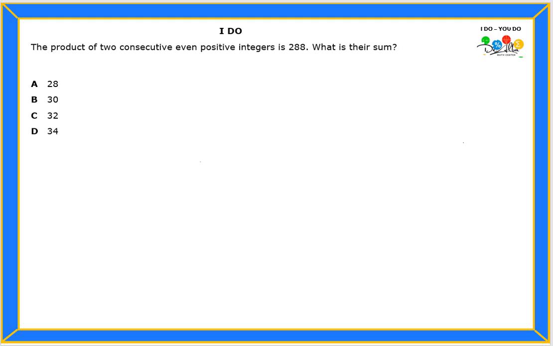And it says, the product of two consecutive even positive integers is 288. What is their sum? So what is it that I'm looking for? Well, I'm looking for some kind of even positive integers, right? And basically they want to know what will be the sum of those two numbers, given that earlier you found that the product of those same numbers was 288.